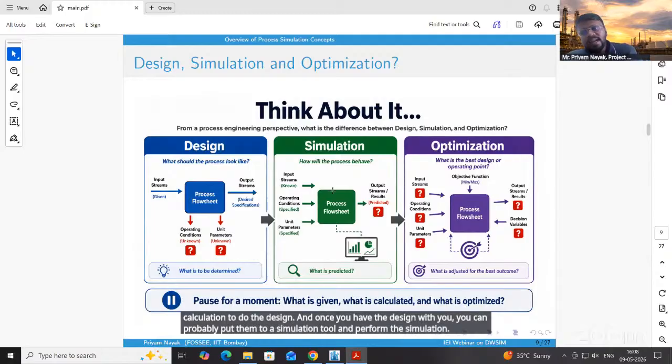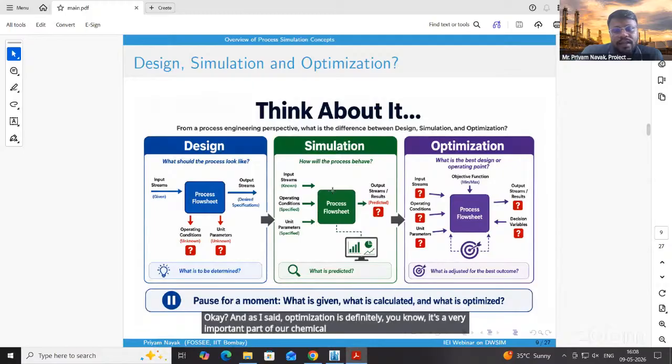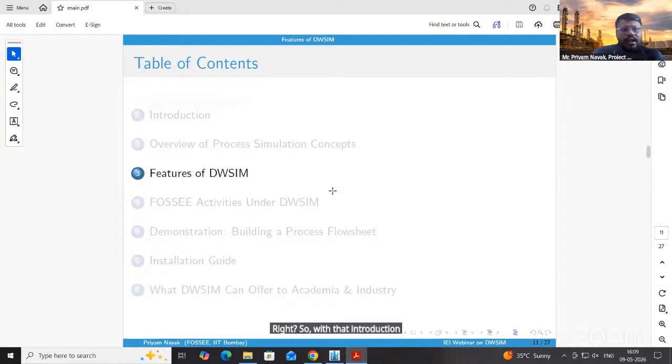and perform the simulation. Okay, and as I said, optimization is another very important part of our chemical process plants today, because if you always want to increase your productivity, increase your profit, it is not always possible to do different runs on a pilot plant. Instead, you can have a digital pilot plant, a digital twin of the plant in these softwares, and you can perform optimization, arrive at a best design, best operating point, and maximize your profit. Right. So with that introduction, let me take you to the different features that DWSIM has.